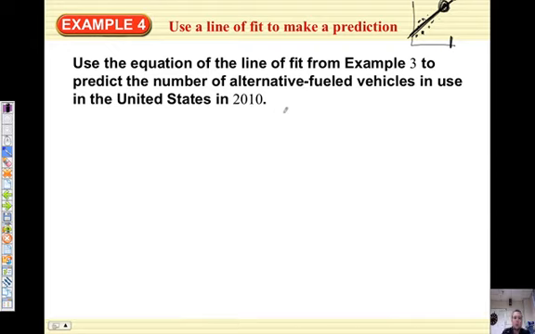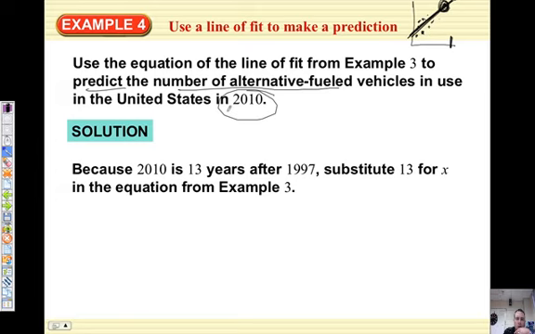So we're going to use what we just had and use it to predict the number of alternative fuel vehicles in 2010. If you go back to the problem, I think the X meant the years after 1997. So you need to know your formula. 2010 is 13 years after 1997, so X is 13 in this case. Substitute that into that equation we found of our best fit line.